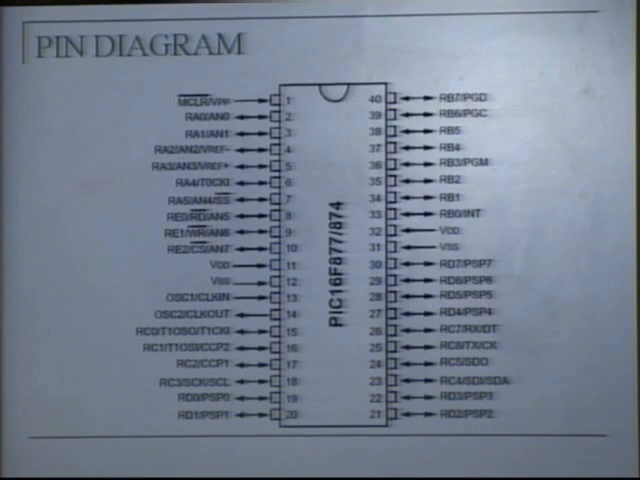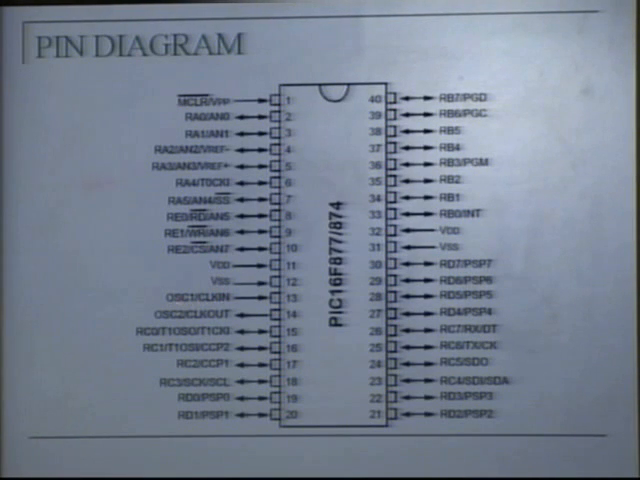Port C is having 8 pins. Port D is also 8 pins. So A is 6 pins, and port B, port C, port D are 8 pins. Then port E is having 3 pins. So all are not having 8 pins, only B, C and D are having 8 pins. And this VDD and VSS are used for giving the supply and ground.